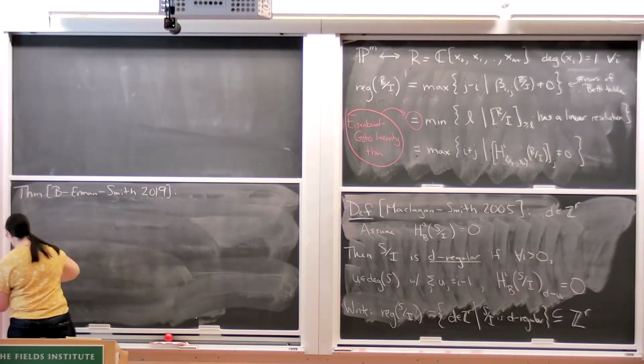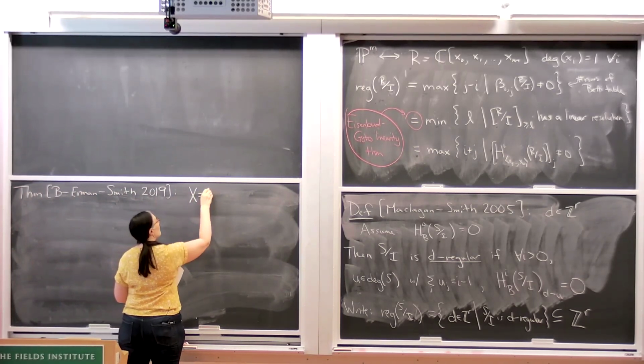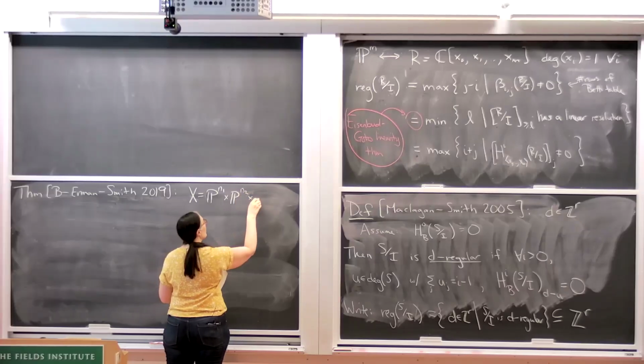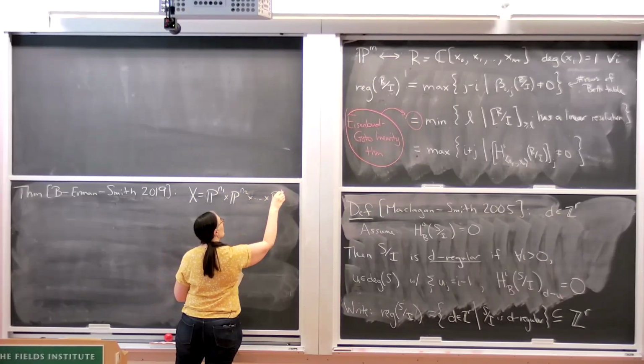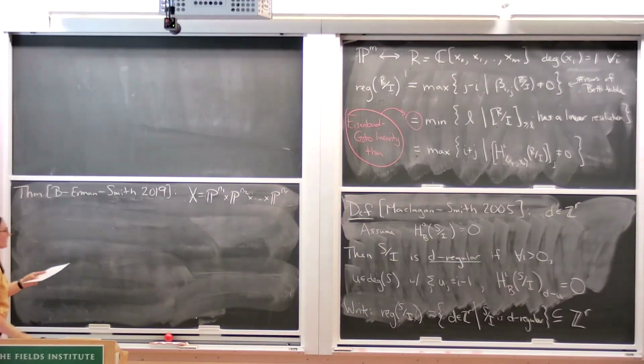Now we're at 2019. Okay, so kind of the rest of the talk. The results we're going to see are for a product of projective spaces like this. I guess there's this result and one more.